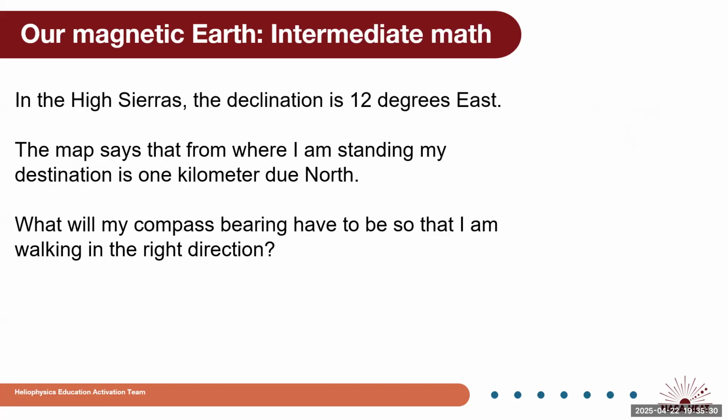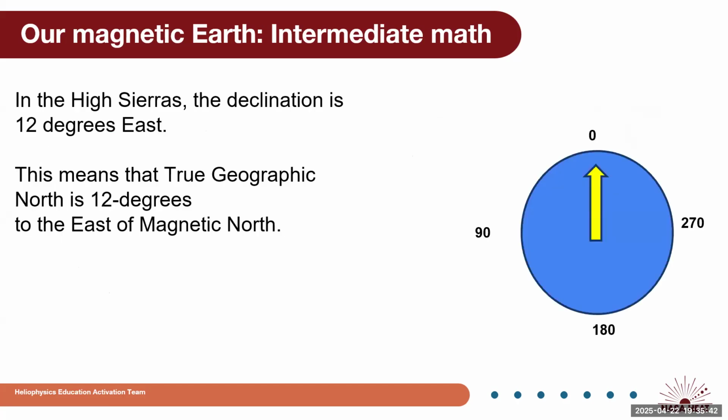So here's what you got to do. If your map says that from where you're standing your destination is a kilometer north, that's what you want to hike, what does your compass bearing have to be so that you're walking in the correct direction? Well, this is what your compass looks like, if it's in a standard orientation. It means that the true geographic north is 12 degrees to the east of magnetic north.